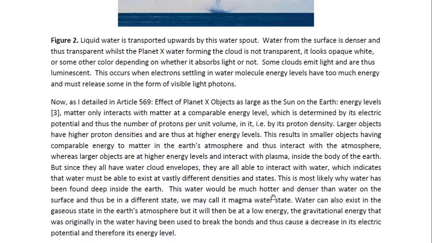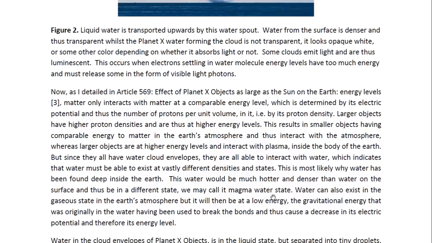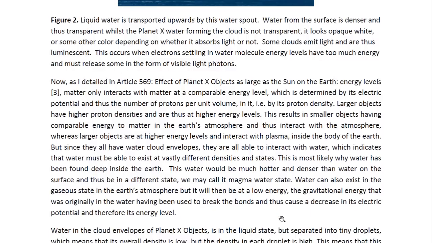But since they all have water cloud envelopes, they are all able to interact with water, which indicates that water must be able to exist at vastly different densities and states. This is most likely why water has been found deep inside the Earth. This water would be much hotter and denser than water on the surface and thus be in a different state. We may call it magma water state. Water can also exist in the gaseous state in the Earth's atmosphere, but it will then be at a low energy, the gravitational energy that was originally in the water having been used to break the bonds and thus cause a decrease in its electric potential and therefore its energy level.